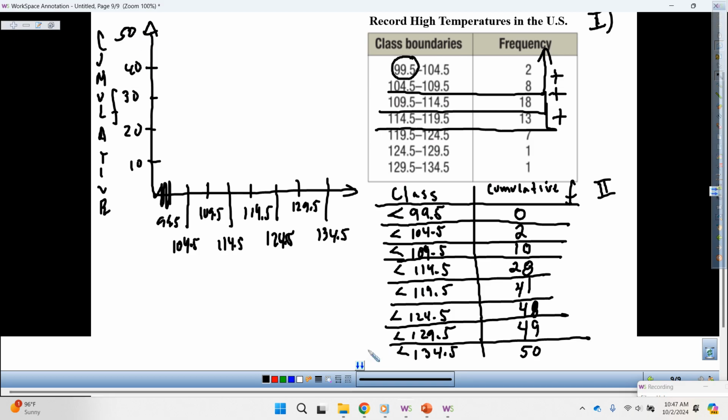All right. So let's do this. 99.5, 0 right here. 104.5, 2. 109.5, 10. 114.5, 28. 119.5, 41. 124.5, 48. 129.5, 49. And 50.